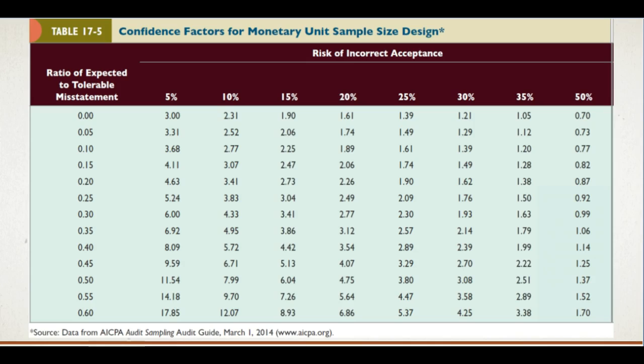Here, we have Table 17-5 as mentioned in the previous slide. It illustrates the confidence factors for the sample size design using monetary unit sampling. You can find Table 17-5 on page 578 of your textbook.